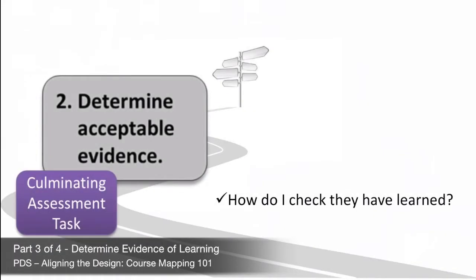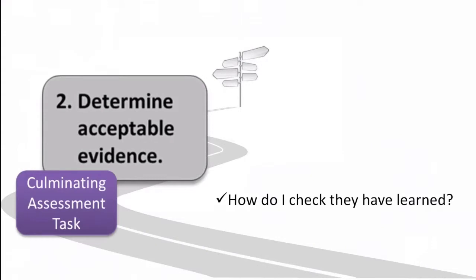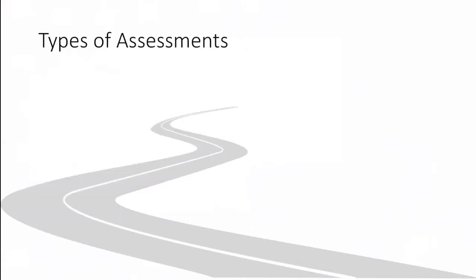So now that we have thought about our big ideas, threshold concepts, all of that stuff that we talked about earlier, we've written measurable learning objectives or outcomes. Now we're going to figure out, how do we know that they're meeting the goals that we have for them? How do we know they're achieving the outcomes? There are lots of different types of assessments.